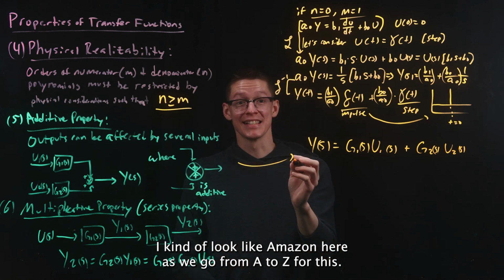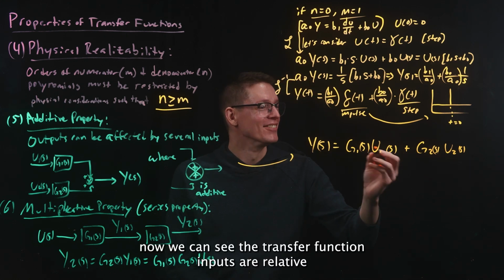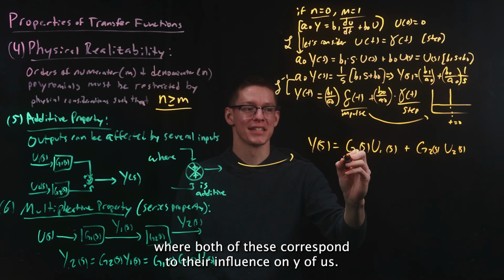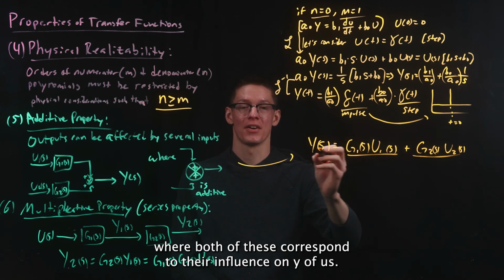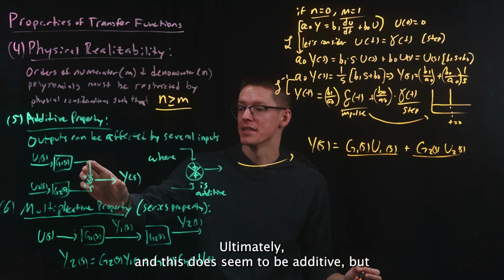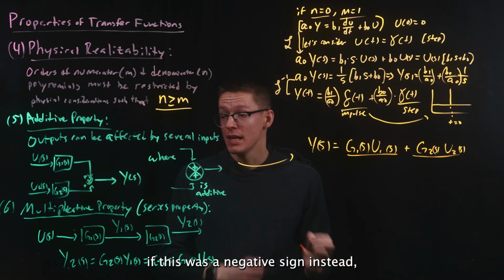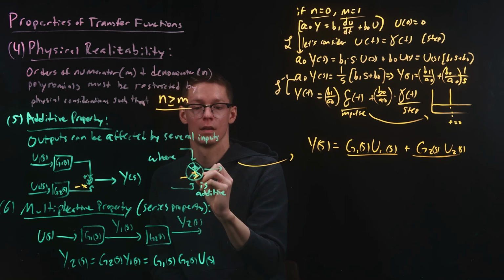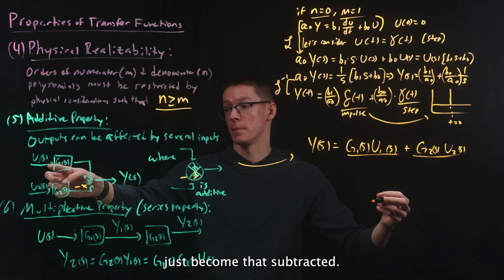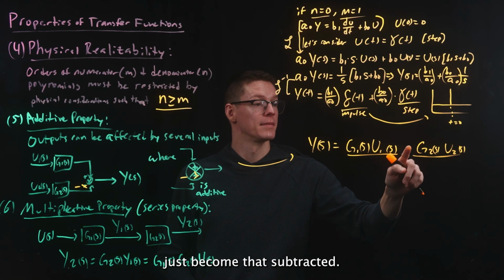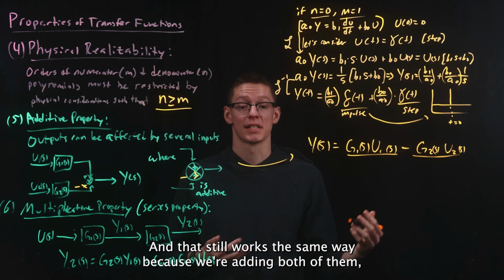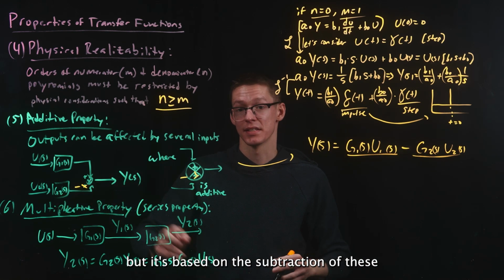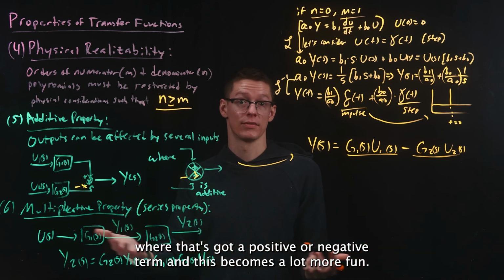As we go from A to Z for this, we can see the transfer function inputs are relative, where both of these correspond to their influence on y of s ultimately. And this does seem to be additive. But if this was a negative sign instead, then this would ultimately just become that subtracted. And that still works the same way, because we're adding both of them, but it's based on the subtraction of these, where that's yet a positive or negative term.